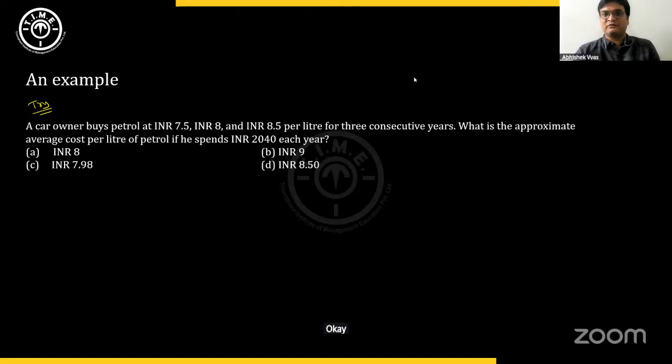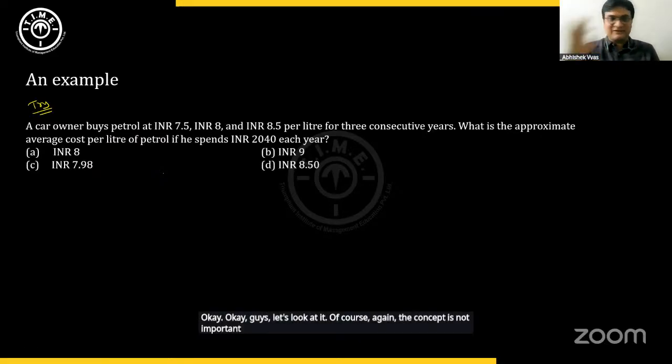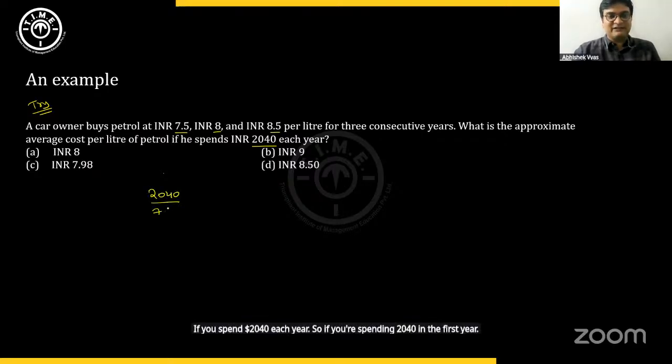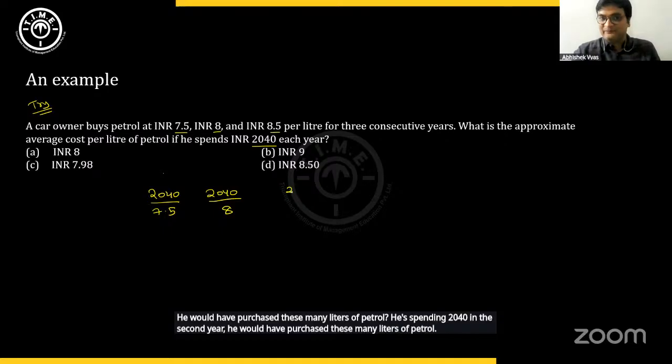Okay, guys, let's look at it. Of course, again, the concept is not important, only the intention, as I said. Now, the way to solve this could be a very, very basic approach. A car owner buys petrol at 7.5 rupees, 8 rupees, and 8.5 rupees in 3 consecutive years. What is the approximate cost per liter of petrol over the 3 years if he spends 2040 each year? So, if he's spending 2040 in the first year, he would have purchased these many liters of petrol. He's spending 2040 in the second year, he would have purchased these many liters of petrol. Third year, these many liters of petrol.